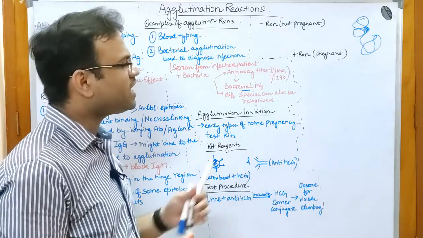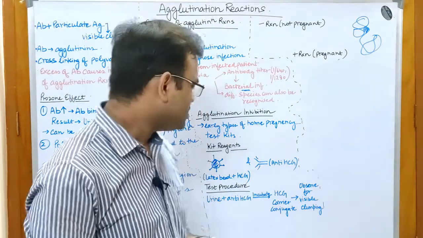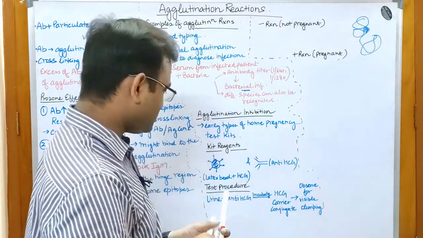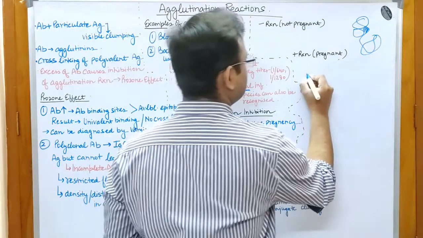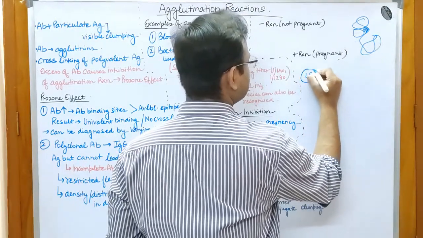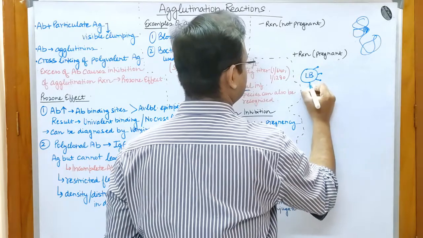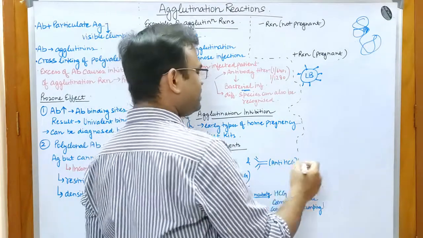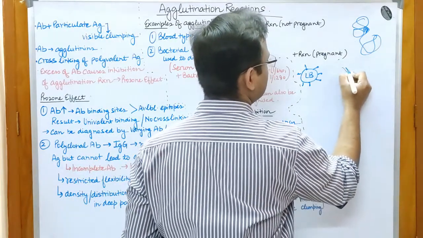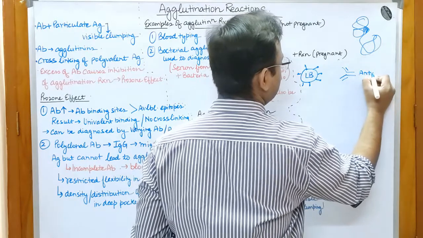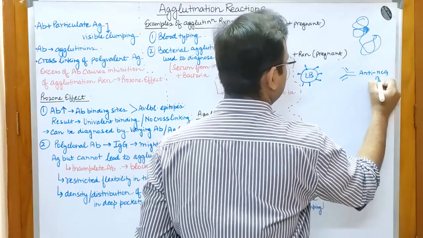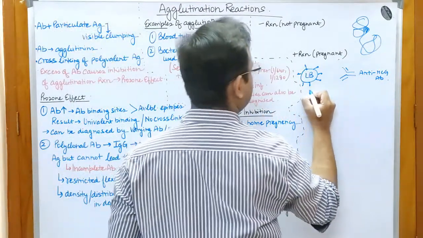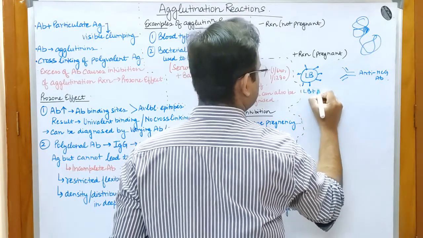When there is a negative reaction and the female is not pregnant, what will happen? You can see this is the latex bead. I'm not drawing the entire structure, I'm just writing things. This was the latex bead, and on this latex bead there was HCG, and there is anti-HCG antibody also. This is the latex bead, LB, plus HCG.